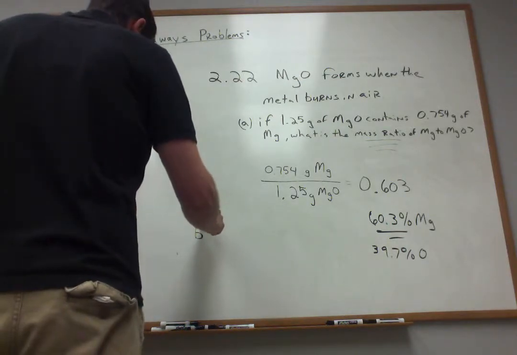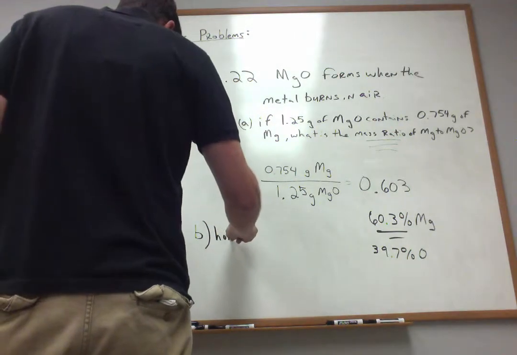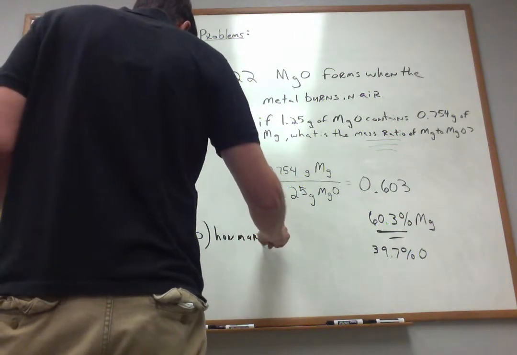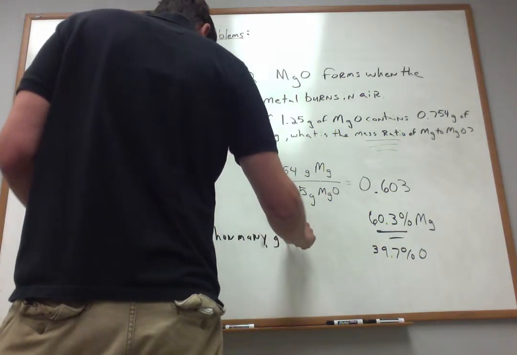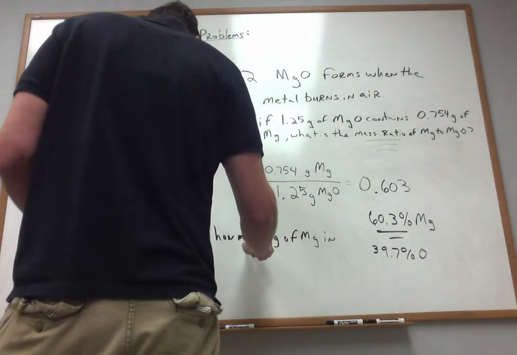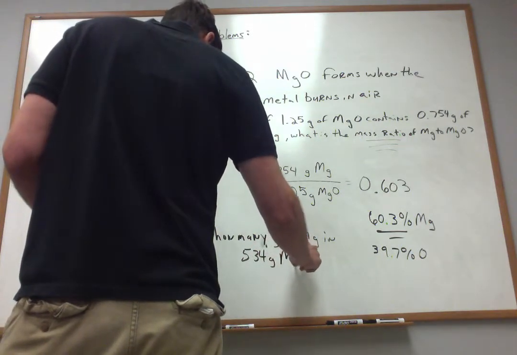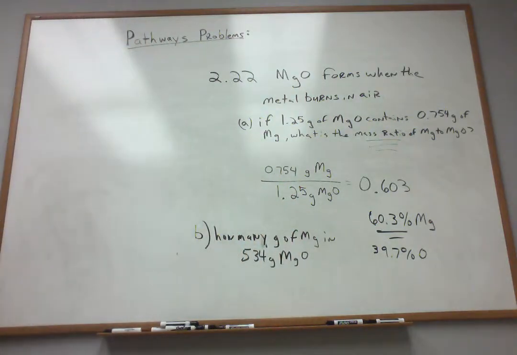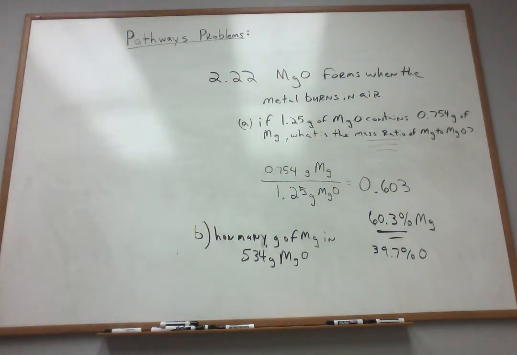Now, there is a part B to this problem as well. Okay, it asks us how many grams of magnesium is going to be present in 534 grams of this compound. How many grams of magnesium in 534 grams? Now we know in 1.25 grams, this is how much magnesium was present. Now they want to know how much is present in 534 grams.